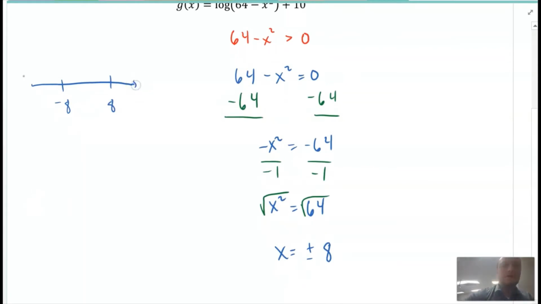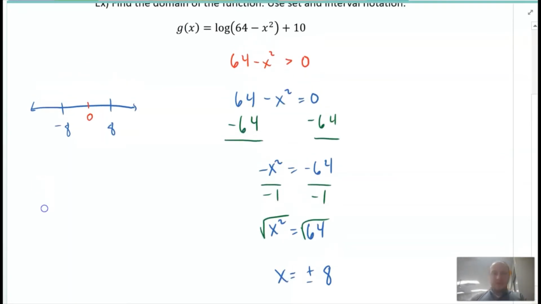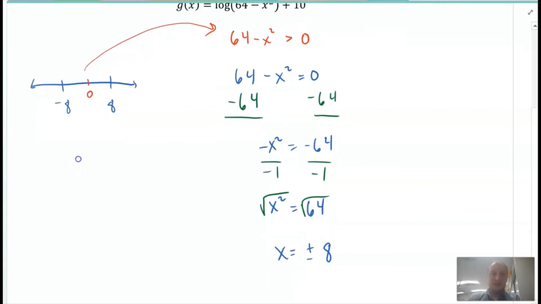And what I want to do is test this, okay? And remember, the best number to test, always, is 0, and 1. There's, I guess, 2. But 0 is the best. So what we do is plug it into our original inequality. I'm going to plug it in right here. So 64, take away 0 squared, which is 0. So 64 is greater than 0. Is this true or false? That is true, right? So that means that our domain is going to be positive in this region. So all values in here, this is our solution.